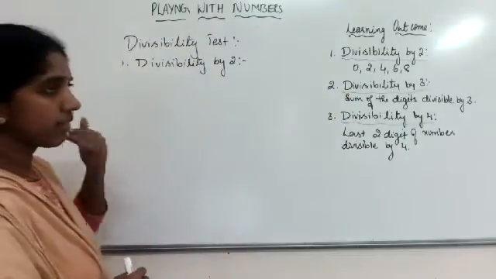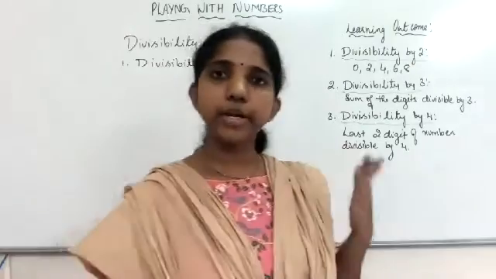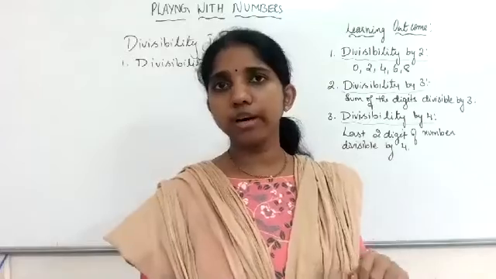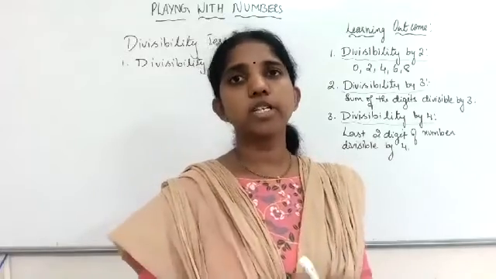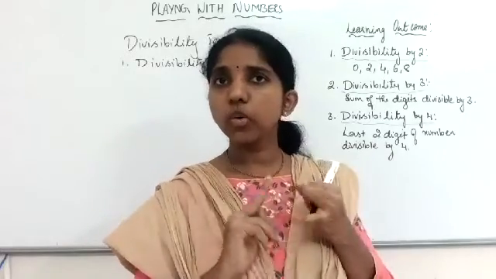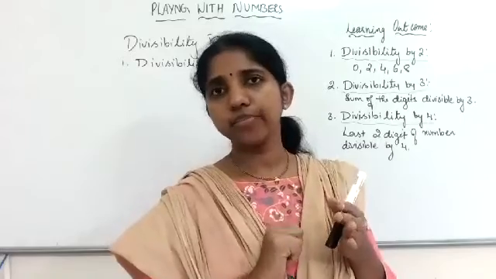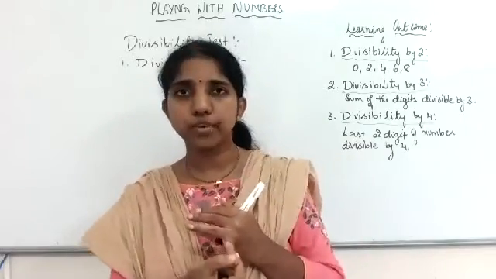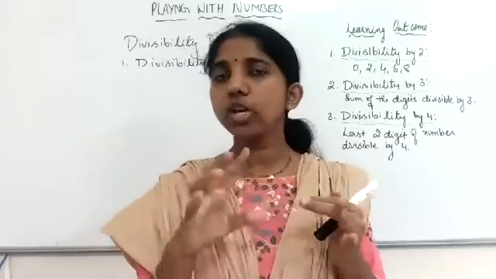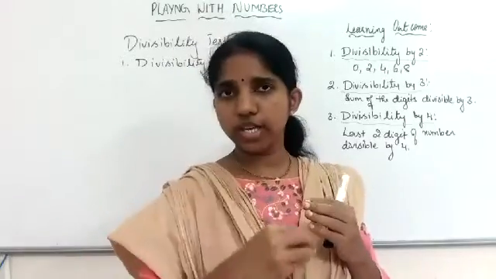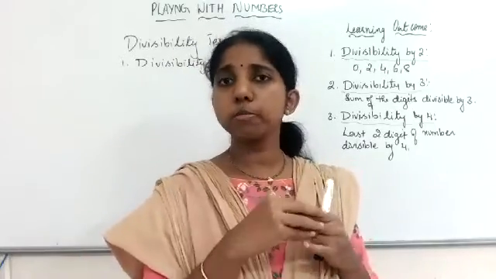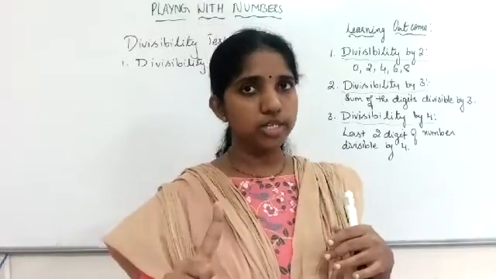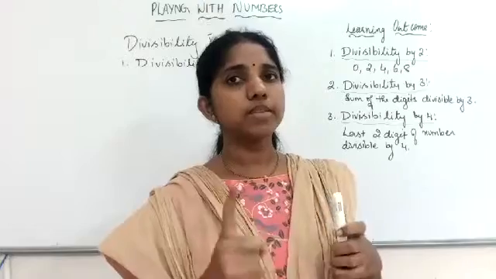To check whether a number is divisible by 2, the digit in the units place of the given number should be 0, 2, 4, 6, 8. That means even numbers, not odd numbers, along with 0. If either 0 or any even number is present in the units place, then the number is divisible by 2.